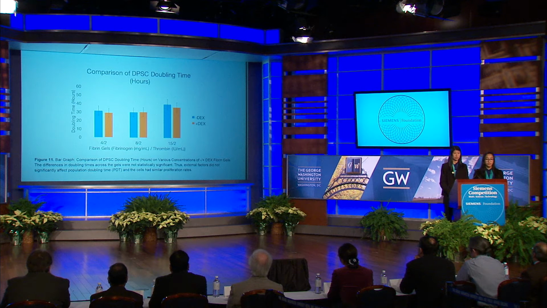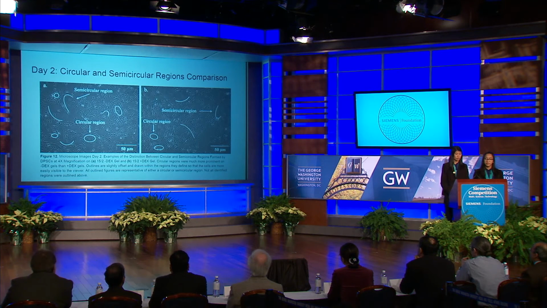As you can see in Figure 11, the differences in DPSC doubling times were not statistically significant across the various concentrations and also across plus and minus Dex gels. This indicated that external factors did not significantly affect population doubling time and that the cells had similar proliferation rates.